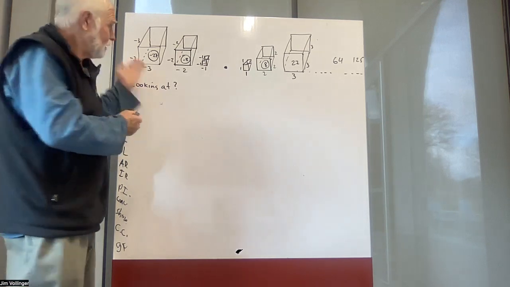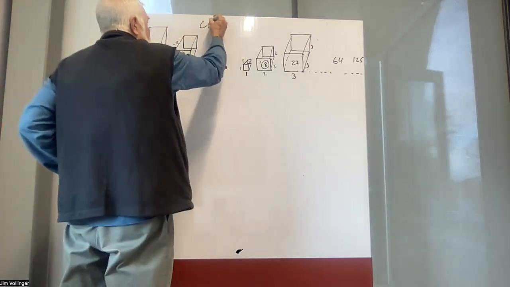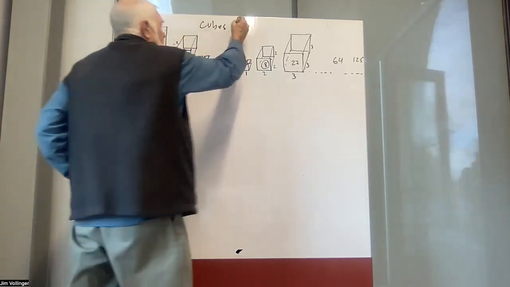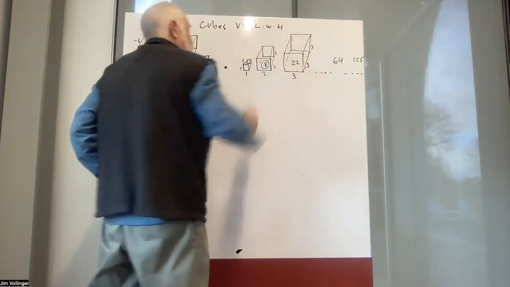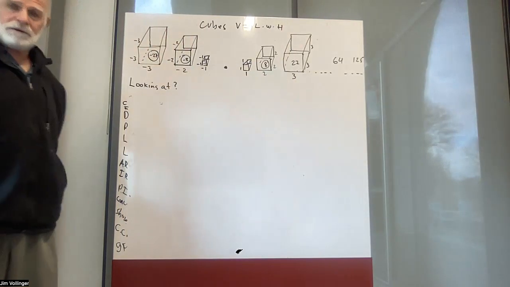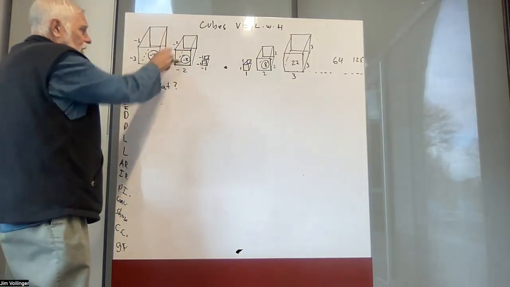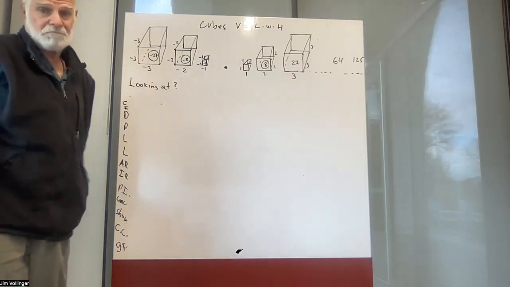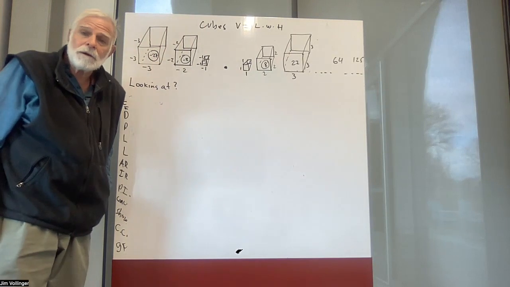volume. These are called cubes. All right, so we're looking at cubes, and cubes have volume. And that volume comes from length times width times height. Now, these are special cases because length, width, and height, they're all the same. So I'll refer to these as perfect cubes.